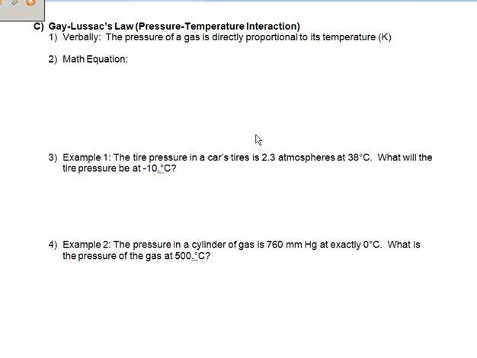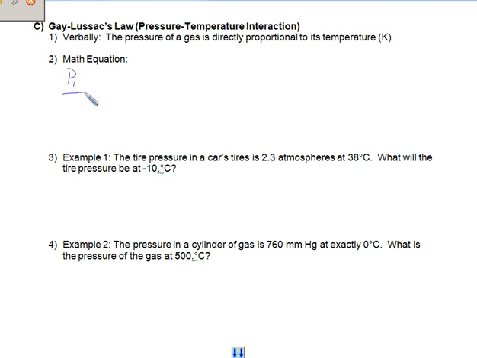This recording covers Gay-Lussac's gas law. What we're going to be looking at here is a pressure-temperature interaction, and we're going to be looking at the pressure of a gas being directly proportional to its temperature in Kelvin. The equation for this is that P1 over T1 equals P2 over T2.